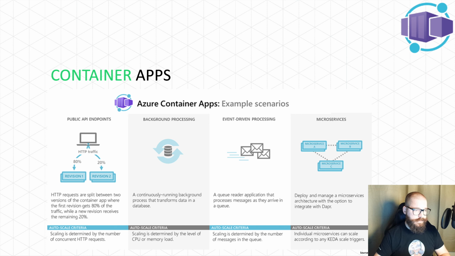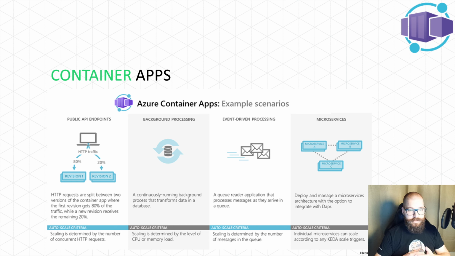The first one is a public API endpoint where you send different amounts of traffic to the different revisions, and Container Apps makes it possible to have an ingress or make your endpoints public in a really easy manner. The second one is background processing. You want to run some kind of container in the background and perhaps scale it based on the CPU or memory load. And of course, in the first one, we can scale the different revisions based on the number of HTTP requests.